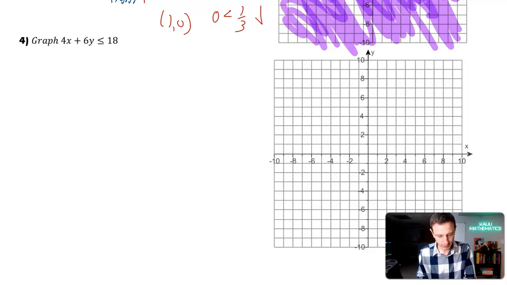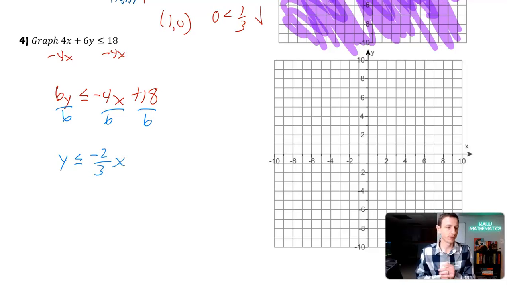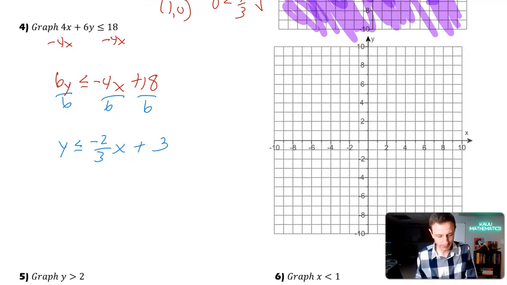Next, graphing 4x plus 6y is less than or equal to 18. So I'm going to subtract 4x from both sides. I get 6y less than or equal to negative 4x plus 18. Let's divide by 6. y is less than or equal to, and then negative 4 over 6 simplifies down to negative 2/3 x. 2 goes into 4 2 times, 2 goes into 6 3 times, plus 18 divided by 6 is 3.